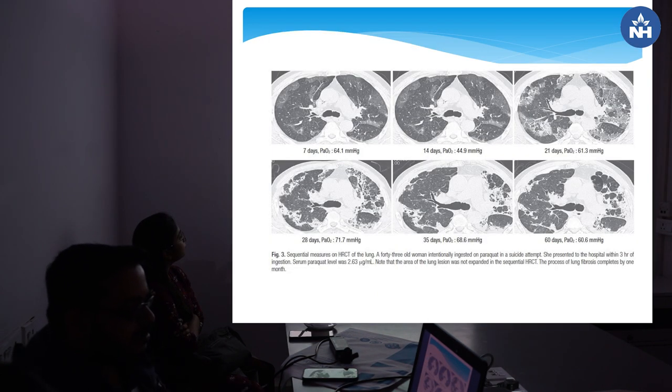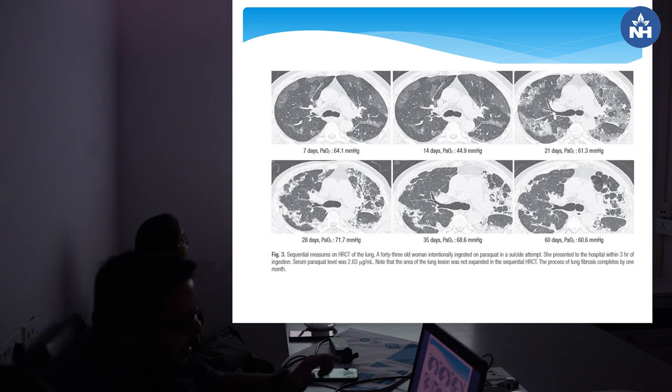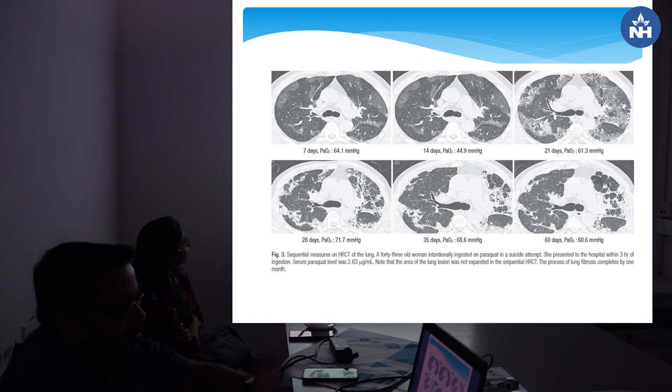The sequential measures of the HRCT lung: a 43-year-old woman intentionally ingested paraquat in a suicide attempt. She presented to the hospital within 3 hours of ingestion. Serum paraquat level was 2.63 microgram per milliliter. The area of the lung lesion was not expanded on the sequential HRCT. Overall, the process of lung fibrosis completes within 1 month.